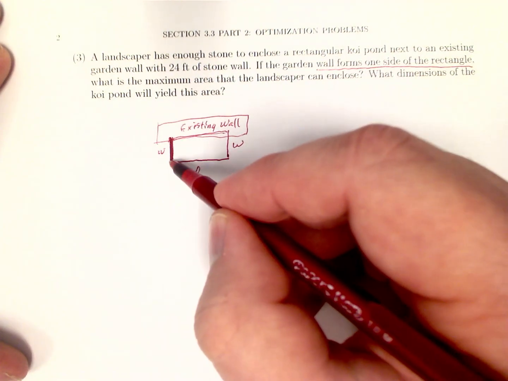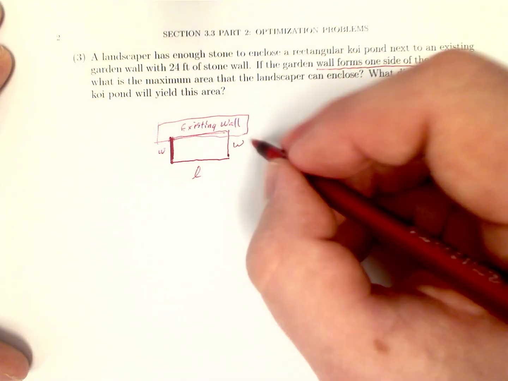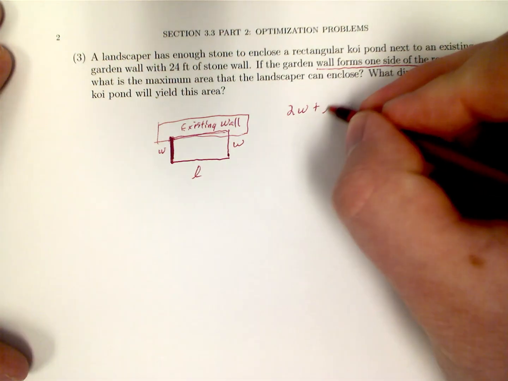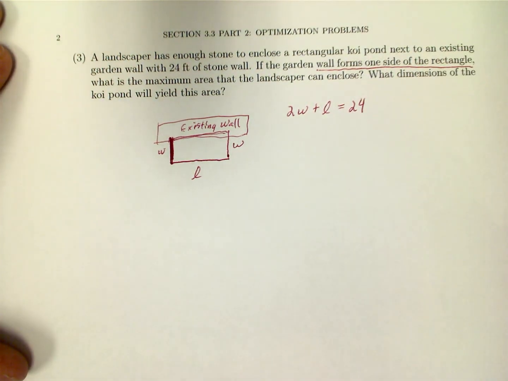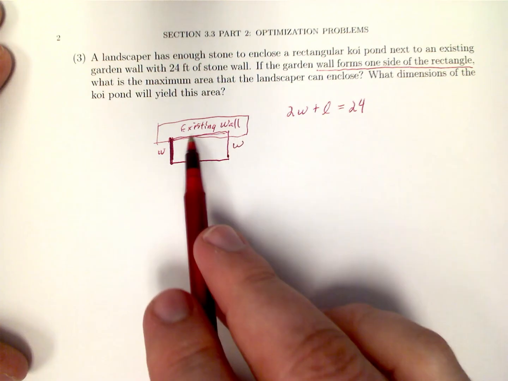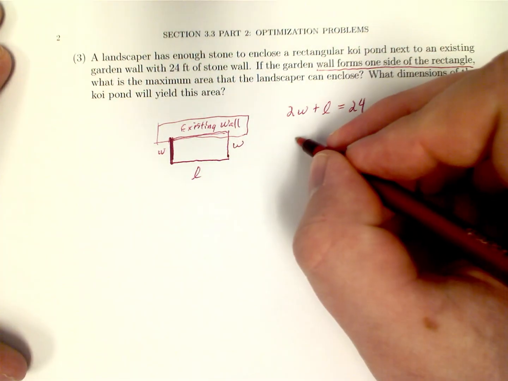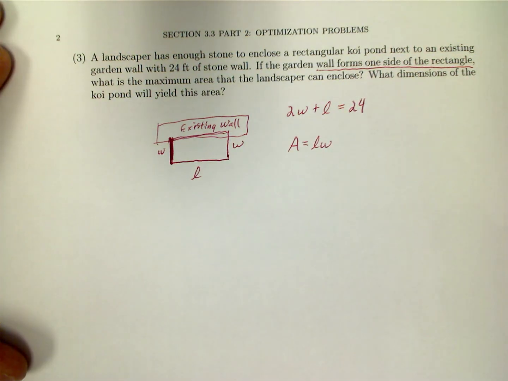So how much stone wall can I possibly use? Well, I have a W and another W, so that's 2W, plus another length. All of that together should equal 24 feet of stone wall. All right? And what are we trying to optimize? We're looking to maximize the area, so we want to make this as big as possible. Well, what is area for a rectangle? Area is given by length times width.